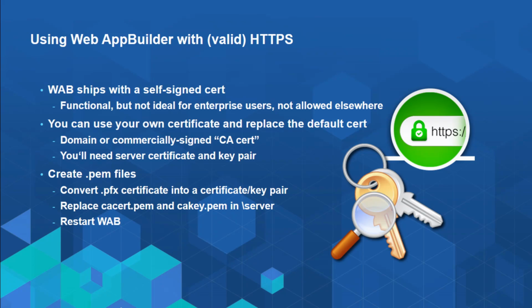What you'll need to get it to work with Web AppBuilder is a server certificate and a key pair. The reason we need that is that Node runs off of a private key and a public key, and we need to have both of those available to the app to be able to make that secure connection. To do it, we're going to need to create some PEM files. We're going to show converting a PFX certificate into a key pair, and then how to replace those on the server and restart Web AppBuilder to make sure it looks all nice and green and happy.